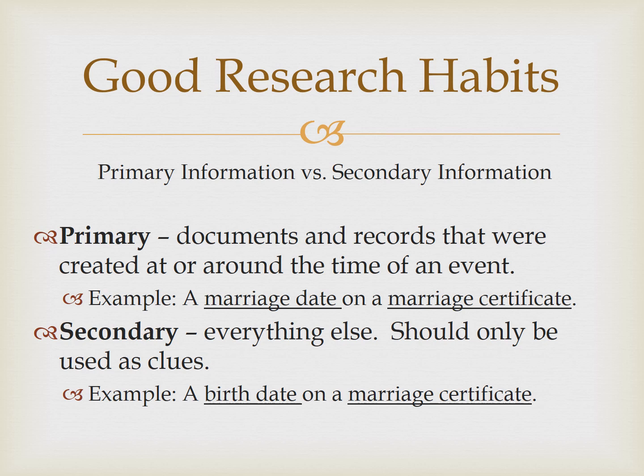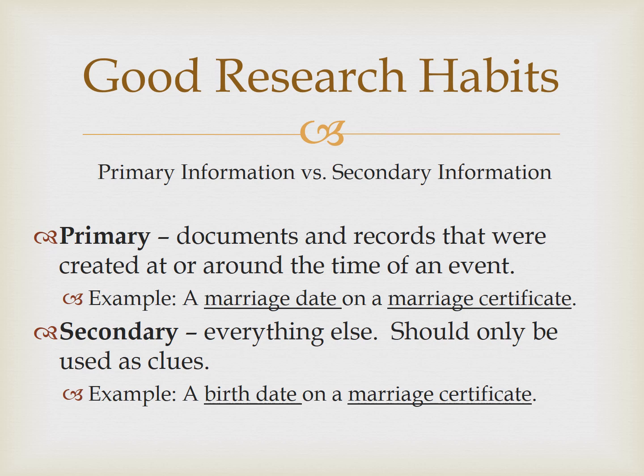Something else to be aware of that may be helpful is knowing the difference between primary information and secondary information contained on the documents that you find. In simple terms, primary information will be found on documents and records that were created at or around the time of an event. For example, a marriage date on a marriage certificate is considered primary information because the date was recorded close to the time that the actual event occurred.